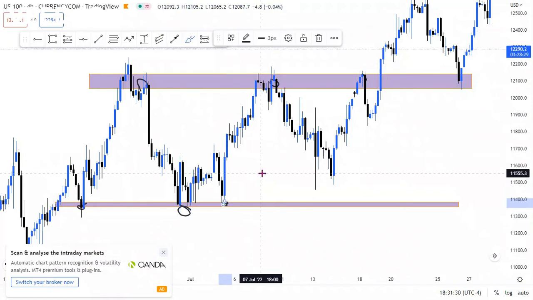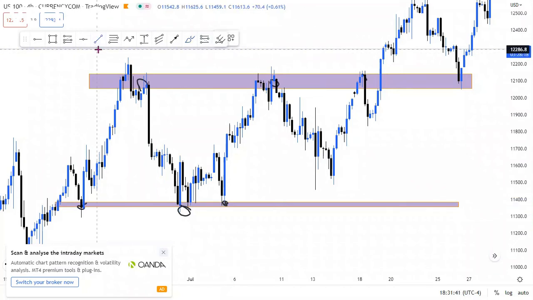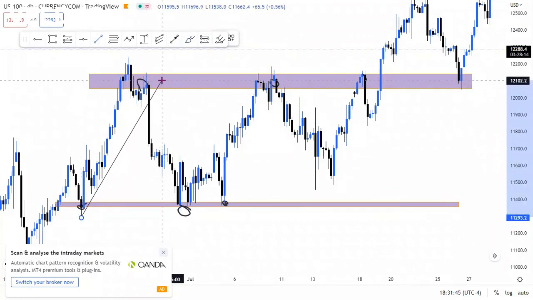And it brings us to what we said earlier on, how we could use these zones to really benefit from the market. The first thing that I would advise you to use is this.